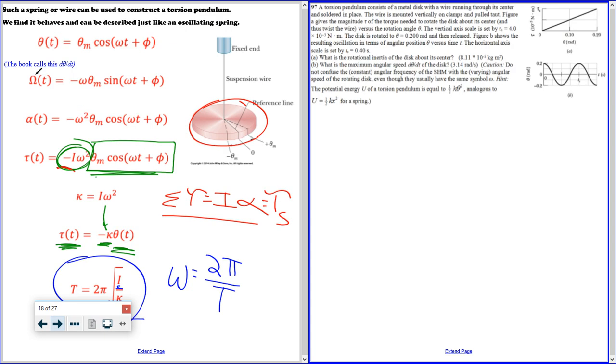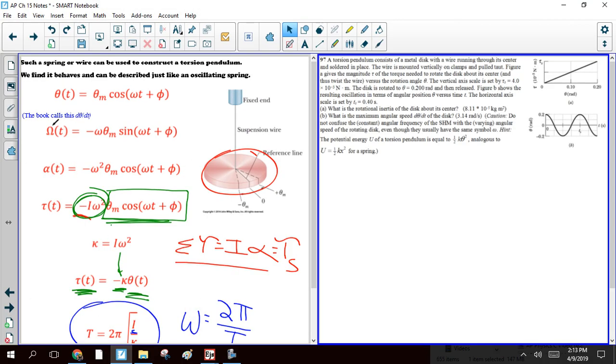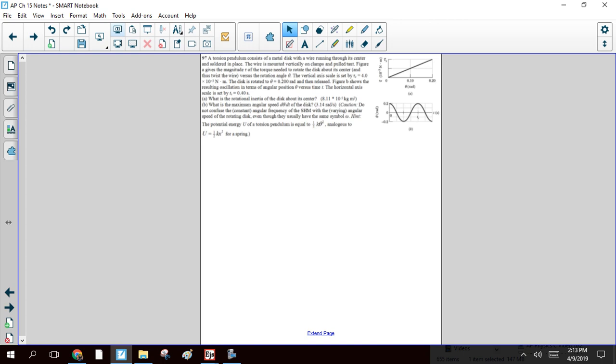All right, so let's dig in and do an example here and see how we can piece this all together. Let me get out a dual page here. Single page, embiggen.